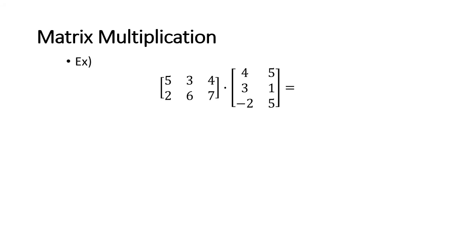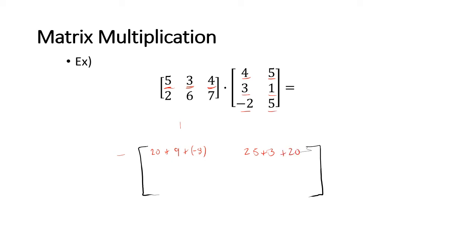So something to note is this is the same dimensions as the previous matrix, and the product was a 2 by 2 matrix. We'll talk about why that is in a second, but let's just do this here. So we're going to have 5 times 4 is 20, plus 3 times 3, which is 9, plus 4 times negative 2, which is negative 8. Okay, so that's going to be my top row, left column. Top row, left column. All right, now we're going to stay in the top row and go to the right column. So we're at 5 times 5 is 25, plus 3 times 1, 3, plus 4 times 5, 20.